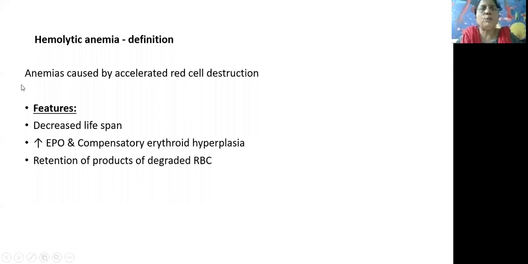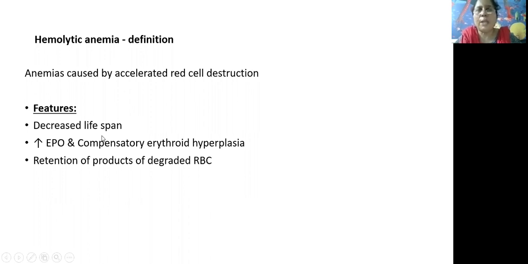Now we move on to hemolytic anemia. What is hemolytic anemia? Anemia caused by accelerated red cell destruction. RBCs are being destroyed very early and in greater numbers. So what will happen to that? Three changes. One is accelerated red cell destruction, so lifespan is reduced. Second, because the lifespan is reduced, there is anemia.